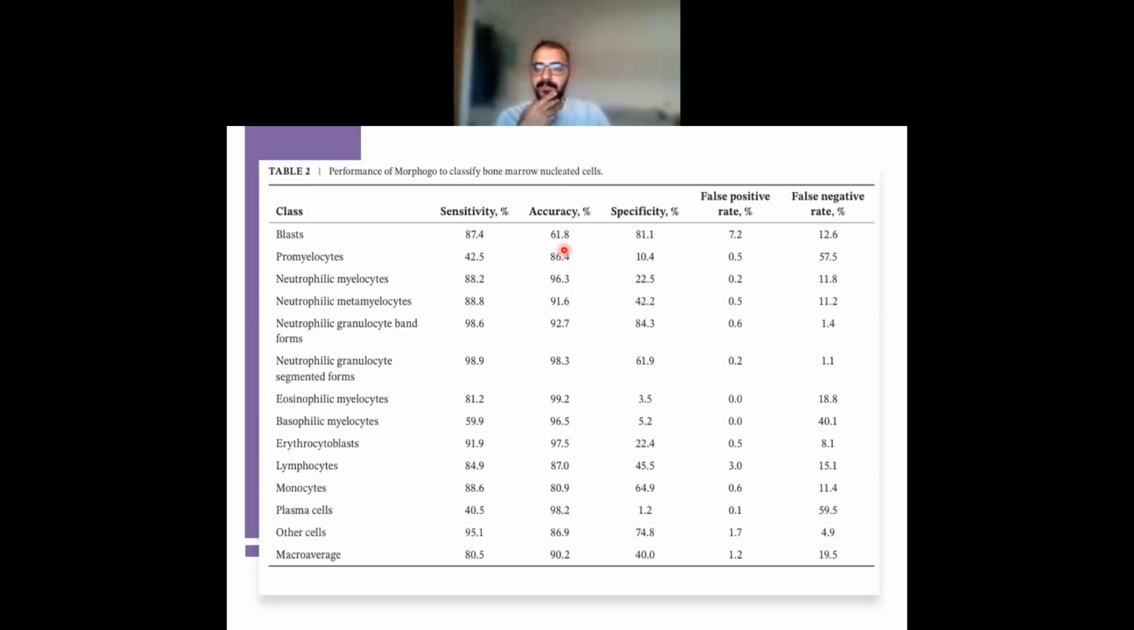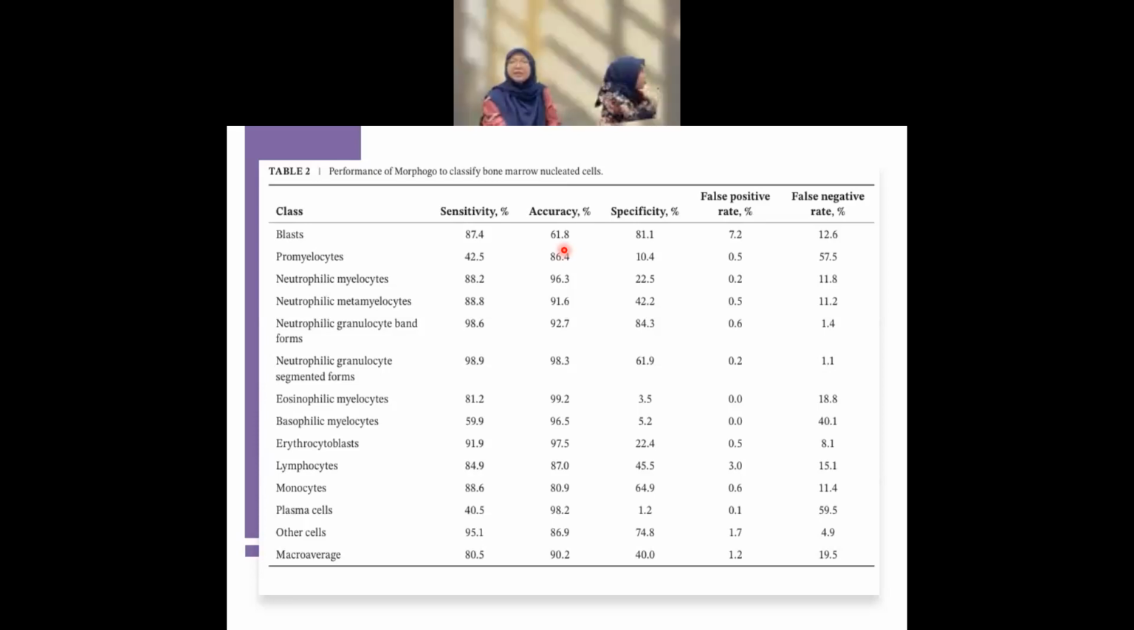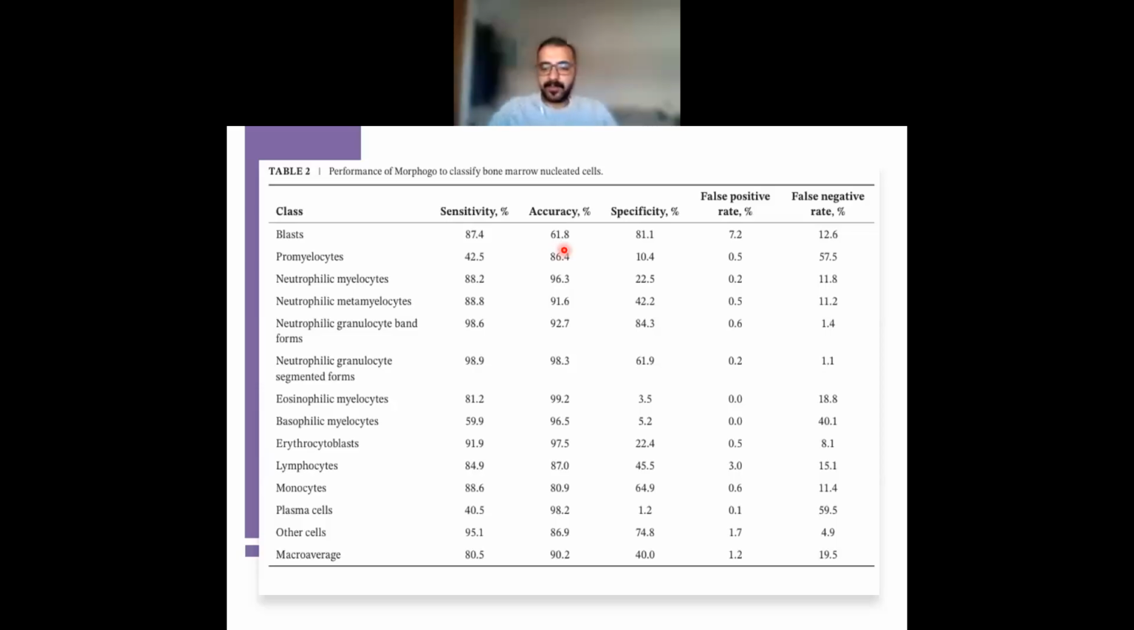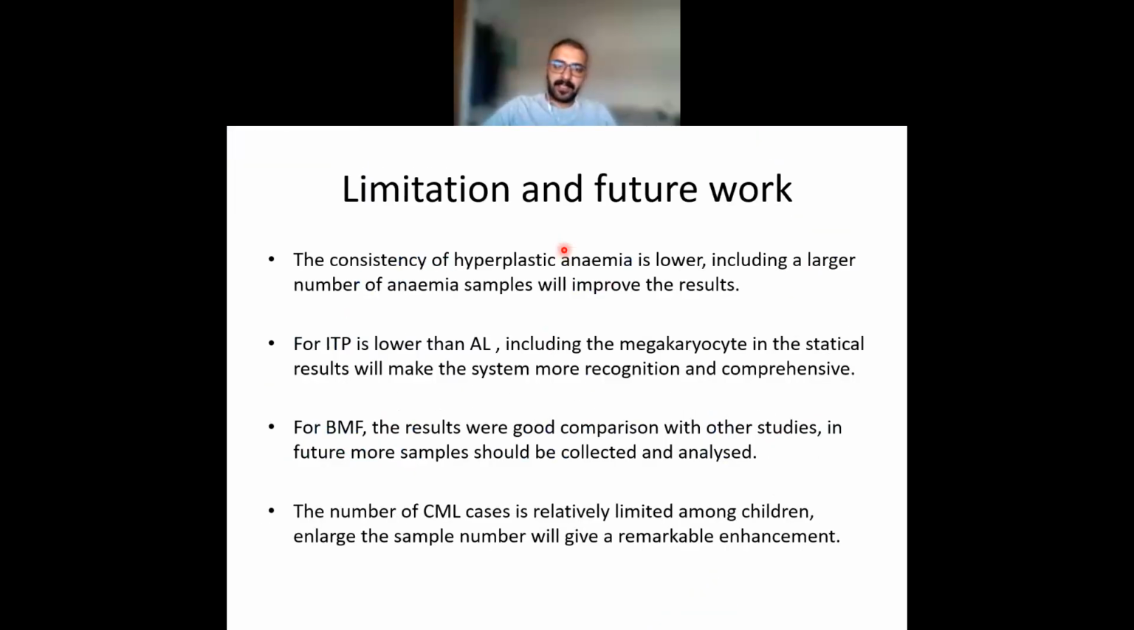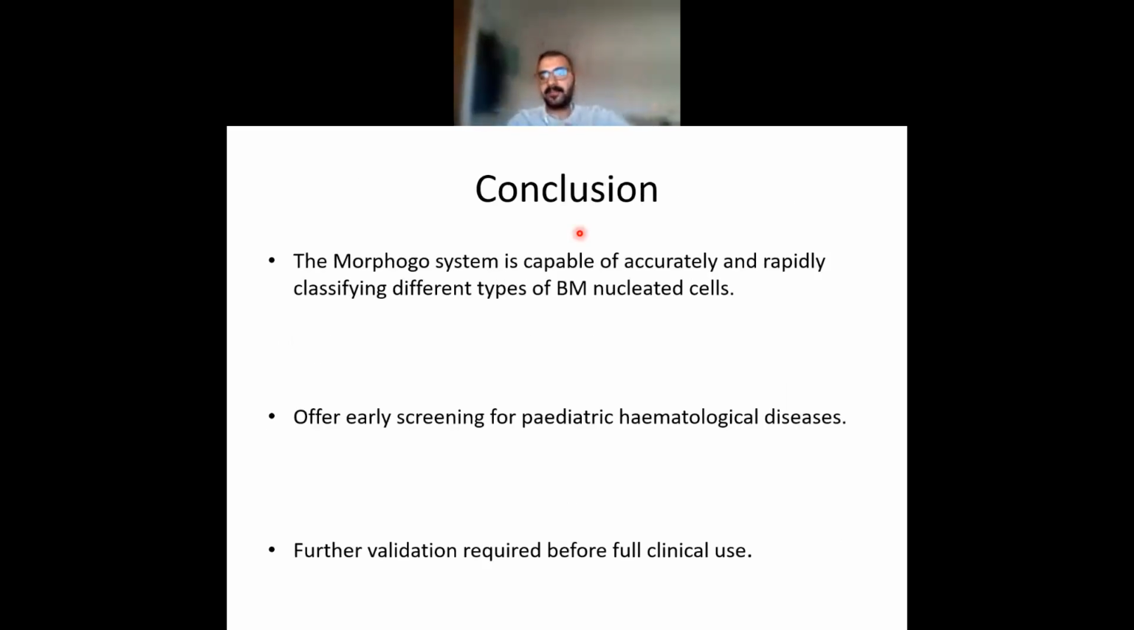So that's the accuracy for the Morphogo system. Did they recommend using this system? Yes, it is recommended, but we talk about the limitation here for the bone marrow failure. We need more cases and more validation in many centers around the world before full clinical use.